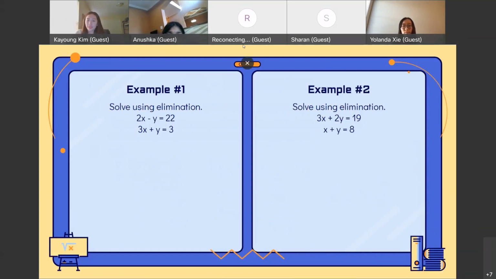Alright, so the first example, I'm gonna walk you through this one. And then the second one, how about if somebody feels confident, they can try to do it and walk us through it. So let's see. Let's do this first one.